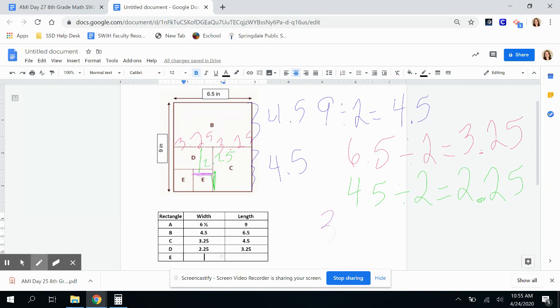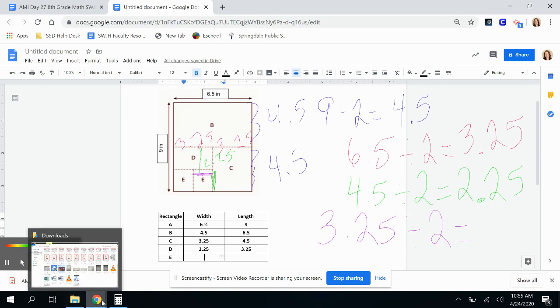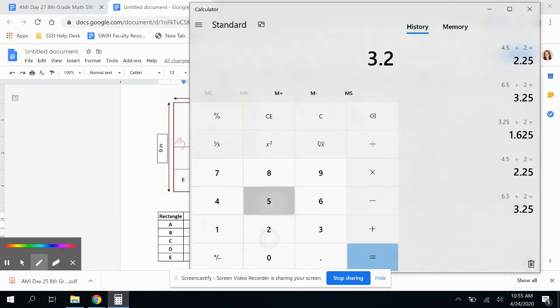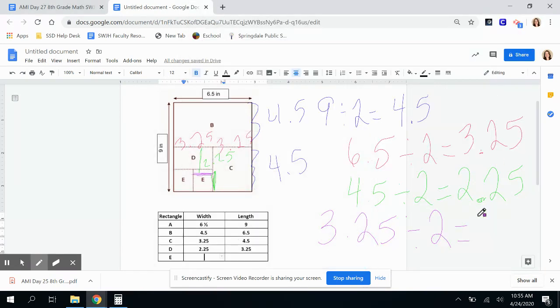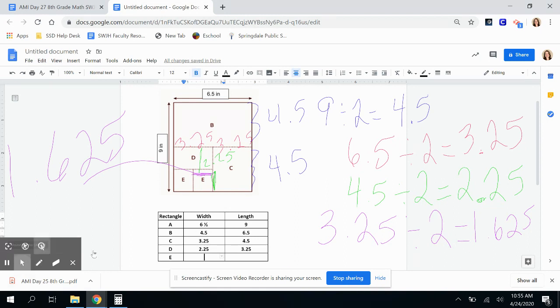So if I take 3.25 and divide it by 2, that will give me my other dimension of E. 3.25 divided by 2 is 1.625. This here is 1.625. My width is 1.625, and then my length here is 2.25.